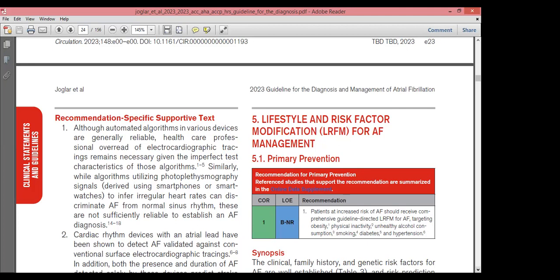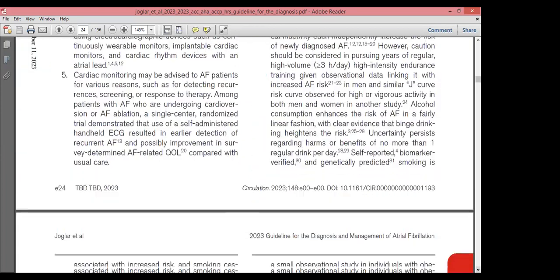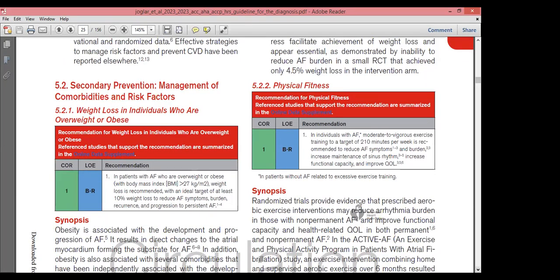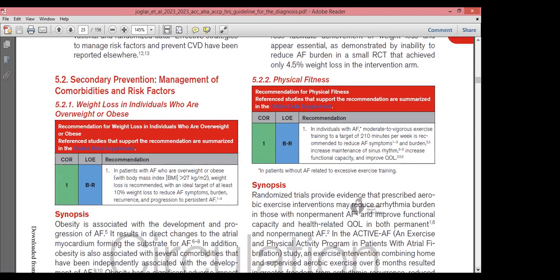Then for people with unhealthy alcohol consumption, it's advised that they cut down their alcohol consumption, or if possible, stop alcohol consumption. For people smoking, they stop smoking. Diabetes, we achieve good glucose control. Hypertension, also achieve good blood pressure control. So this is still it. For obesity, people with a BMI of more than 27 kg per meter square should lose at least 10% of their body weight. This will actually help in reducing AF symptoms, the recurrence and the progression. Then people should exercise for a target of 210 minutes per week. This will also improve their exercise capacity and improve their quality of life.